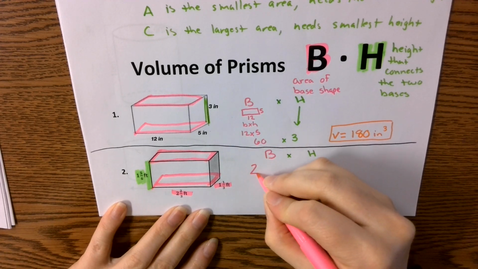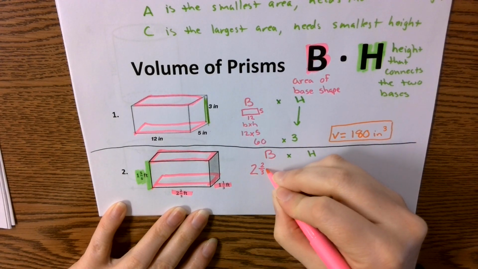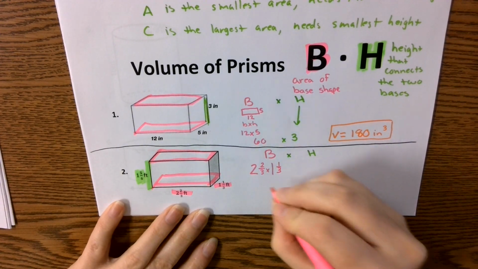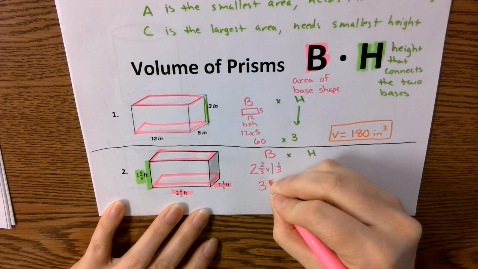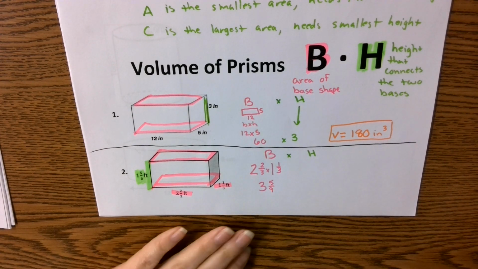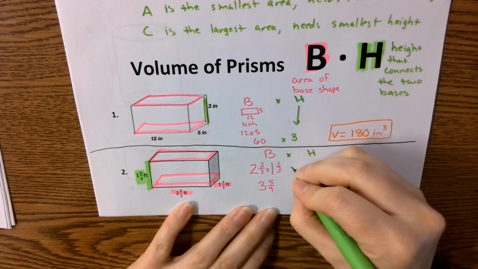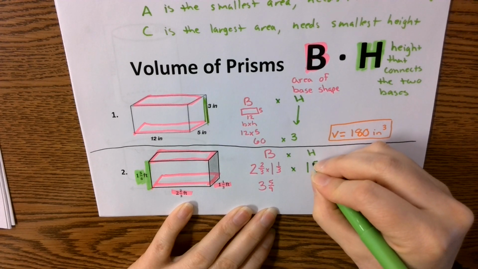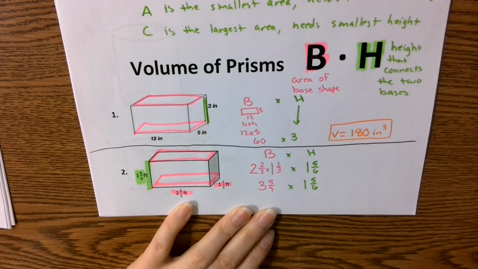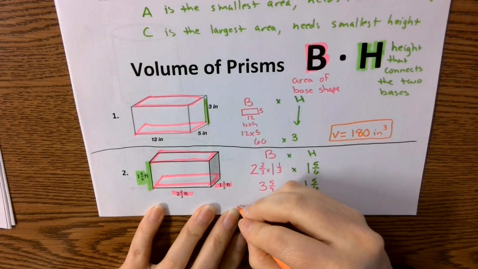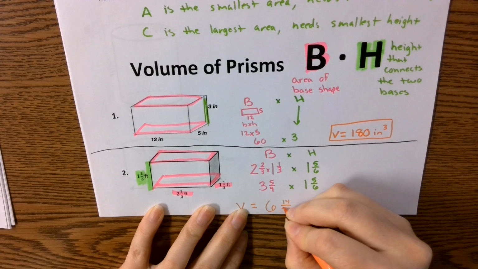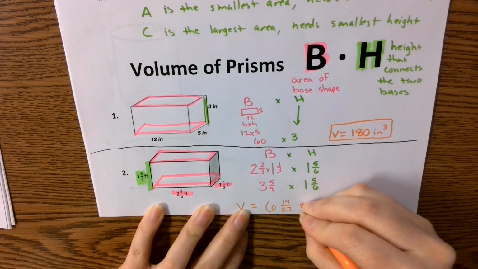So I would do 2 2/3 times 1 1/3. That's going to come out to 3 5/9. Then we're just going to multiply that by the overall height, the 1 5/6. Okay, and that will give you your volume. So our volume in this case is 6 14/27, and that is cubic feet.